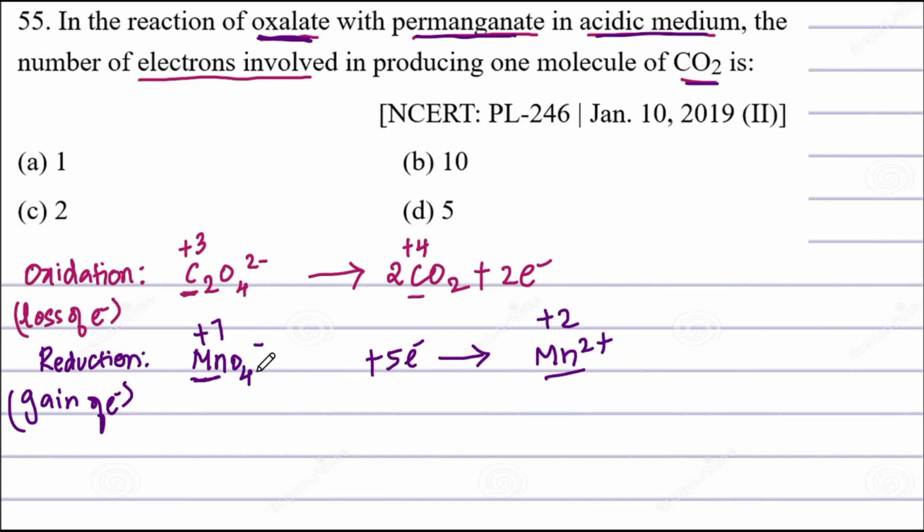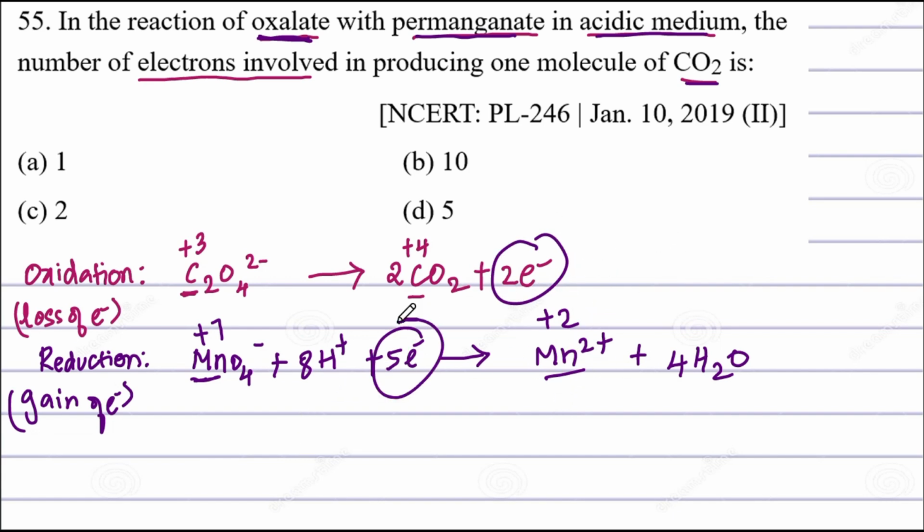Now we can balance the oxygen atoms. 4 oxygen atoms are present in the reactant side. So in product, you have to write 4H2O. Then you balance the hydrogen atoms. 4 into 2, 8 hydrogen atoms are present in the product side. So we have to write 8H plus in the reactant side. So this is the oxidation half reaction and reduction half reaction.